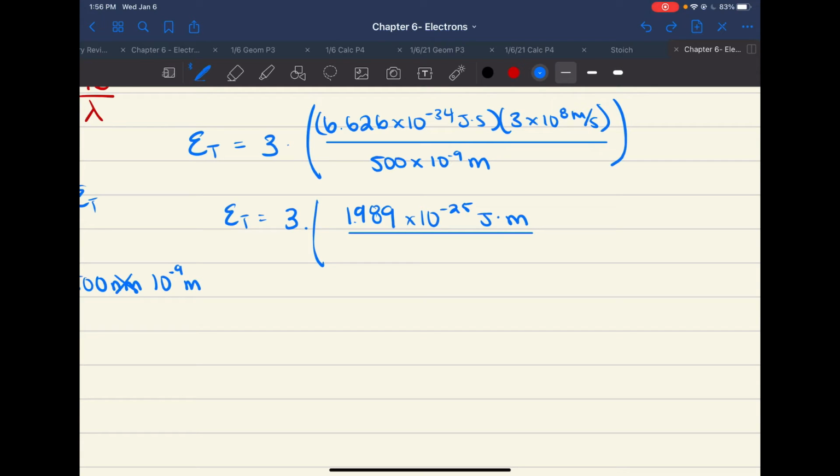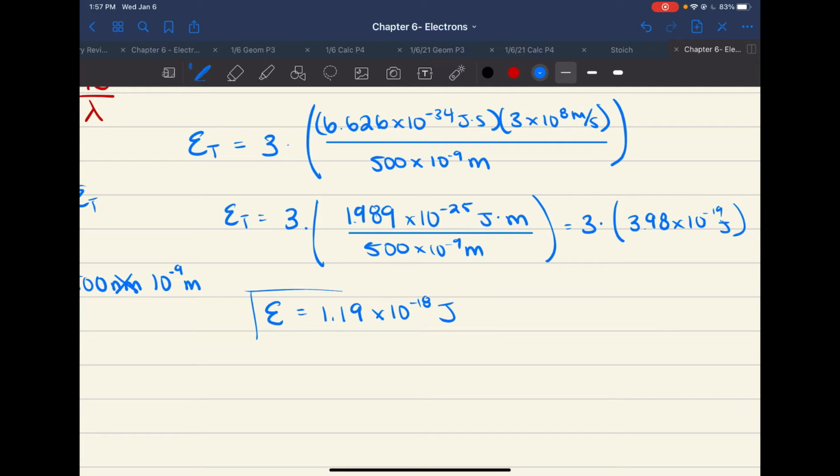So 1.989 times 10 to the negative 25th, and we're going to divide that by 500 times 10 to the negative 9 meters. And we get 3.98 times 10 to the negative 19 joules. Sorry, joules. Right, the meters canceled out. So now we can take our E and multiply that by 3, and we get a total answer of 1.19 times 10 to the negative 18 joules.